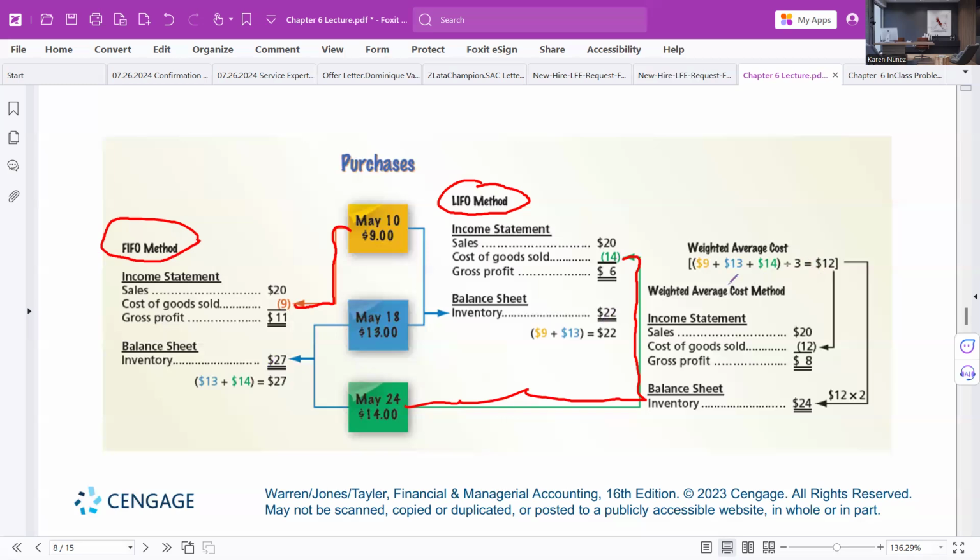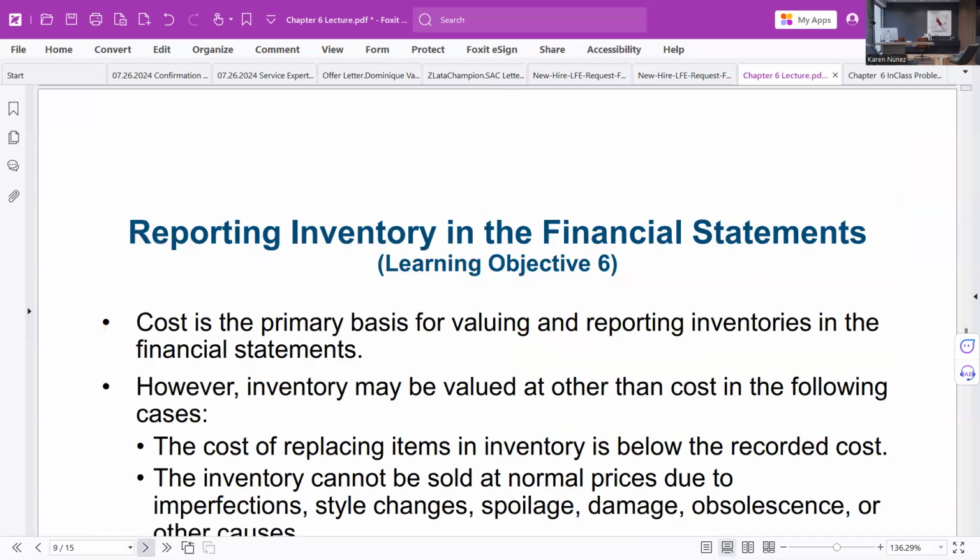And weighted average, well, we're just going to average them all together. Just take the 9, the 13, the 14, divide by 3. Our average cost is $12. So that's the cost of 1 unit out to cost of goods sold. That's the cost of 2 units that remain in the ending inventory. And those are the 3 methods that we're going to use to determine a cost for the units in cost of goods sold and a cost for the units in the ending inventory. And we'll look at a few extended examples in the homework assignment.